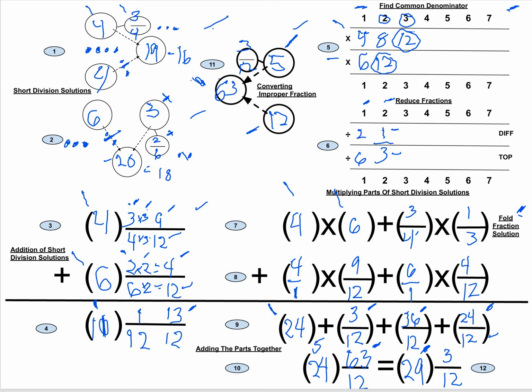So now we have the product of 4 3/4 times 3 2/6 is 29 3/12. And there we have completed our fraction arithmetic.